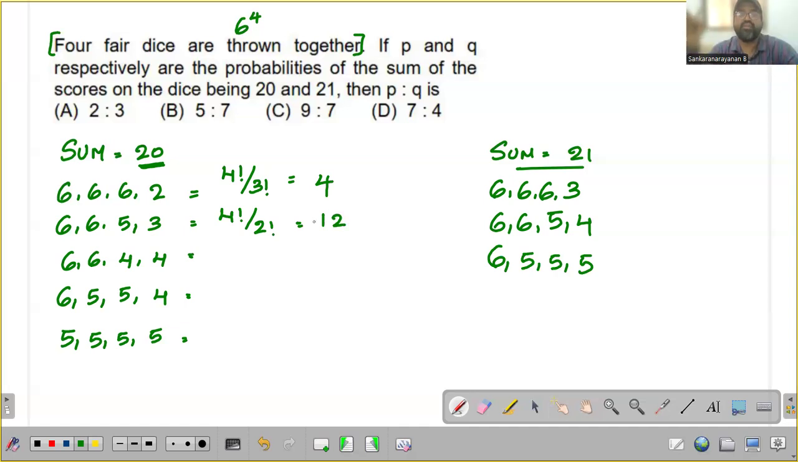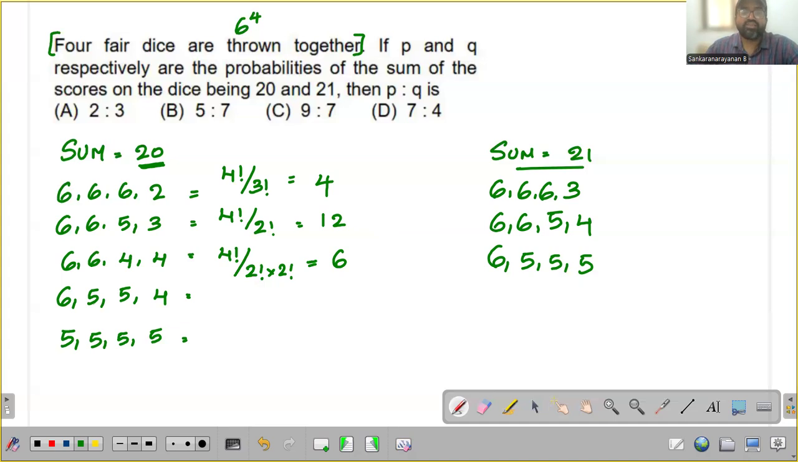I can arrange 6, 6, 5 and 3 in such a way that the total is equal to 20. For 6, 6, 4, 4, it will be 4 factorial divided by 2 factorial into 2 factorial, because the 6 is happening twice and the 4 is happening twice. This is permutation with repetition of numbers. The number of ways is 6. For example, 6, 6, 4, 4; 6, 4, 4, 6; 6, 4, 6, 4, like that. There are 6 different ways to arrange 6, 6, 4 and 4 so that the total is 20.